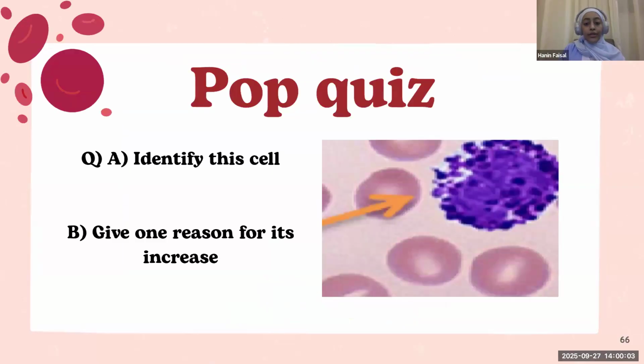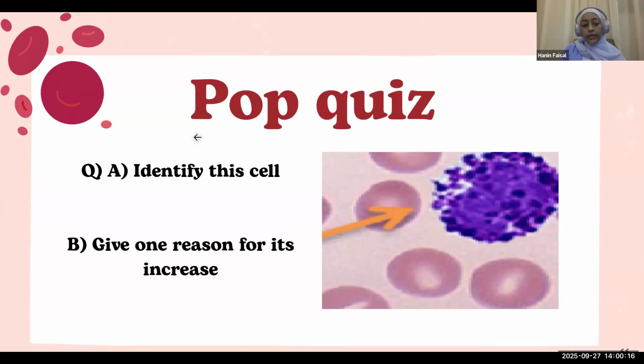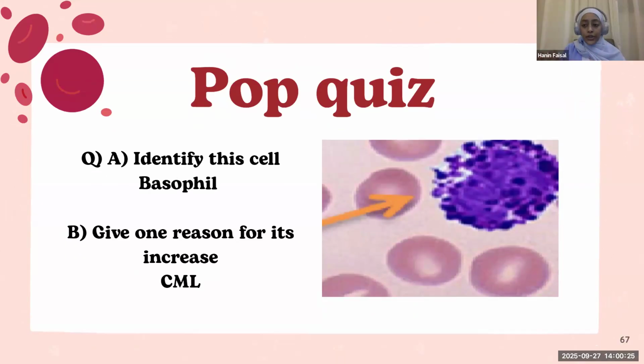Lastly, for the last pop quiz, can you identify what the cell is and give me one reason for its increase? Okay, so this cell is a basophil, as you said, and one reason for its increase is, exactly, chronic myeloid leukemia. All of those pop quizzes are from past questions, either our batch or the 17th batch.